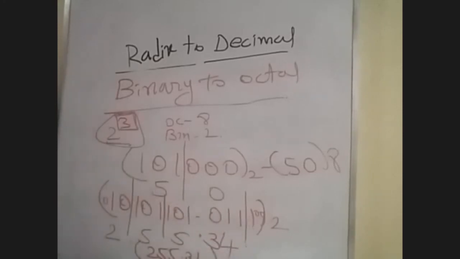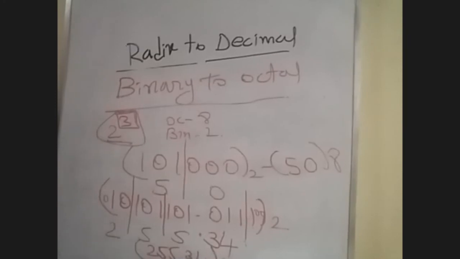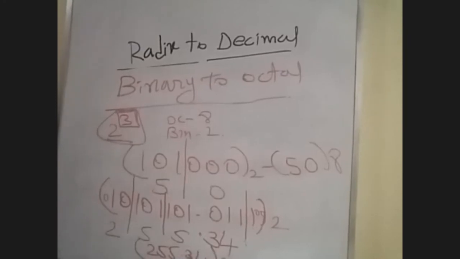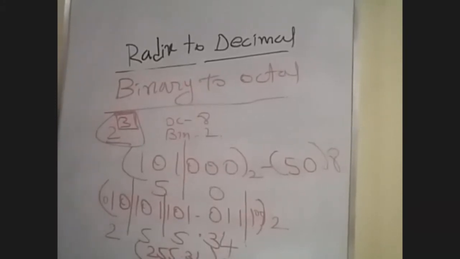Is it clear? 255.34 is the octal number. So like this, we convert binary to octal. Is it clear? Binary to octal conversion.